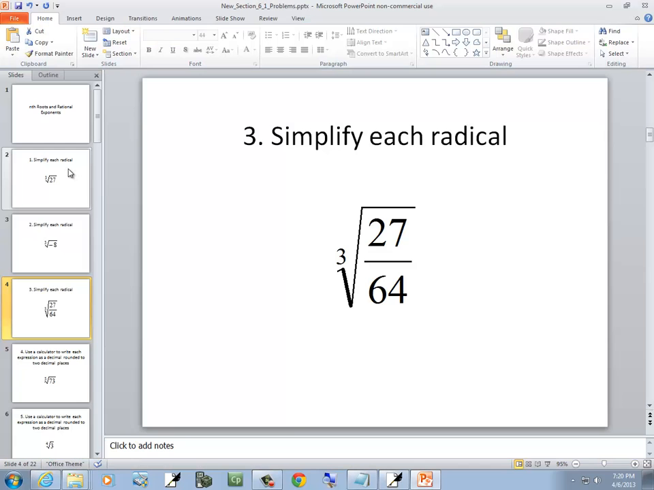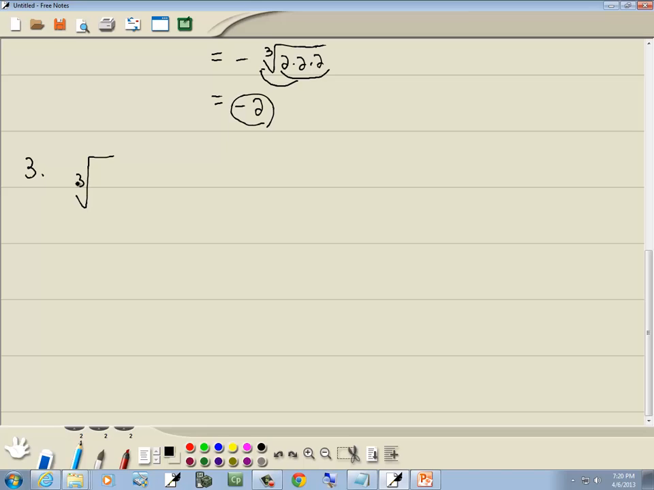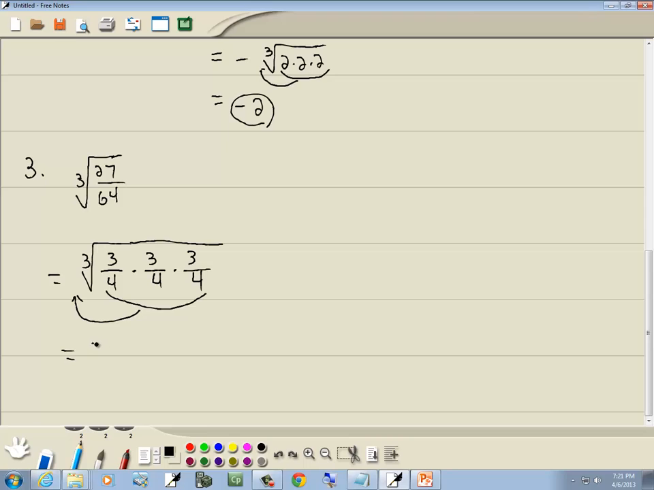We've got the cube root of 27 over 64. I'm looking for a set of 3 of something, and this one's designed to come out nice. 27 is 3 times 3 times 3, and 64 is 4 times 4 times 4. Our index is 3. We're looking for a set of 3 of something. Here's 3 3/4's, so they're going to come out in front as a single 3/4. And that's our answer.